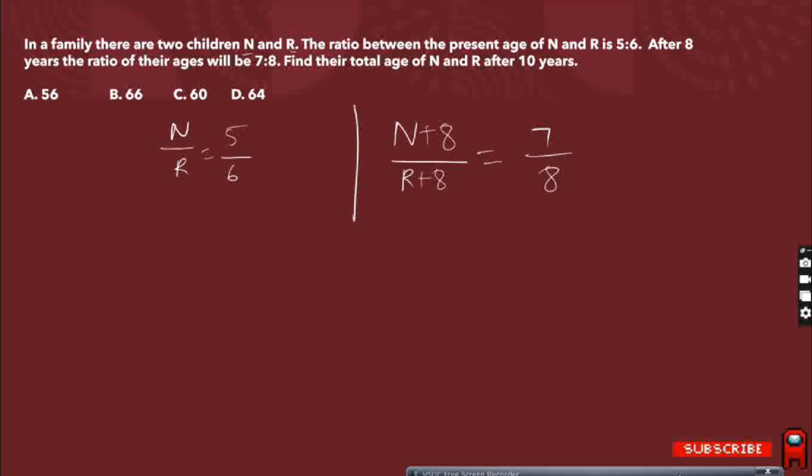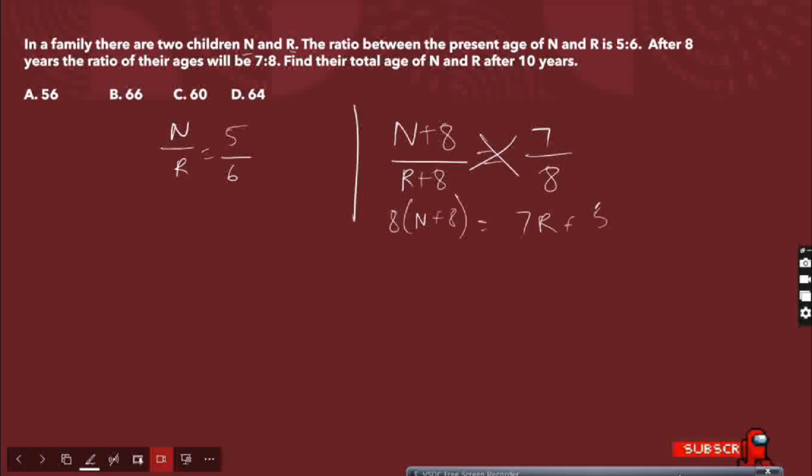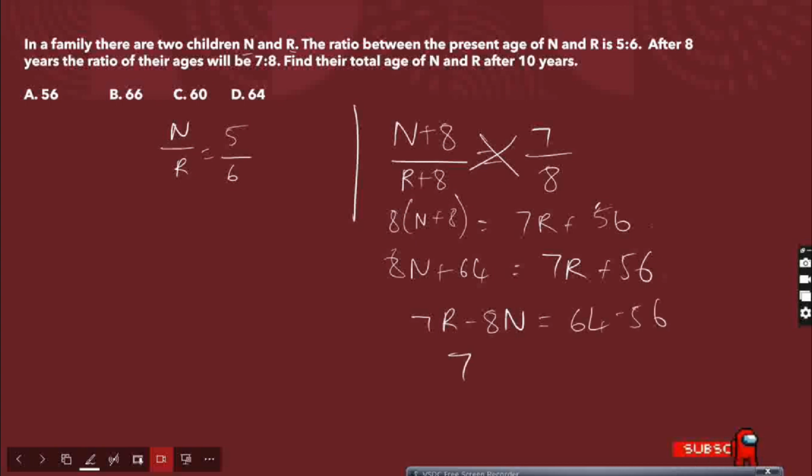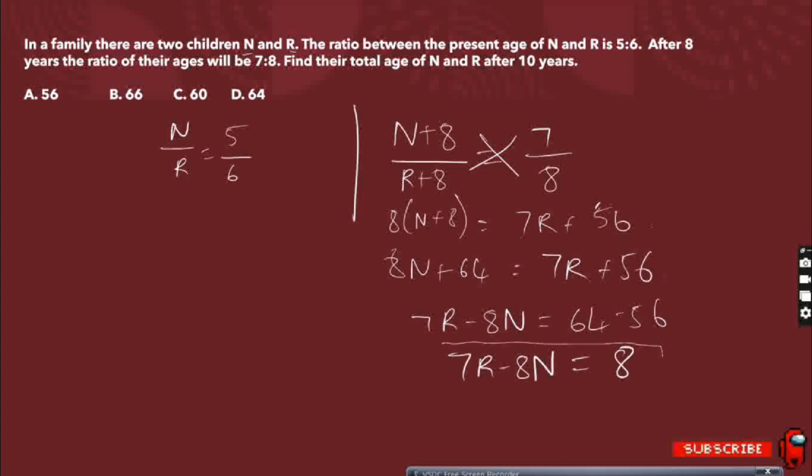Now let's calculate this one. When we cross multiply, 8 into n plus 8, 7 into r plus 8, we get 8n plus 64 equal to 7r plus 56. So 7r minus 8n equals 64 minus 56, right? 7r minus 8n equals 8. So from this equation we got this one.